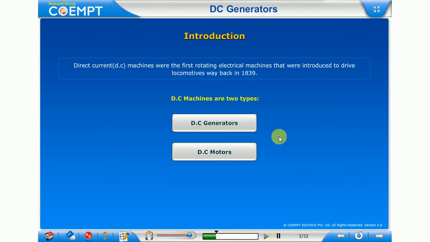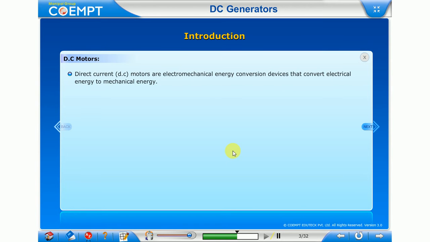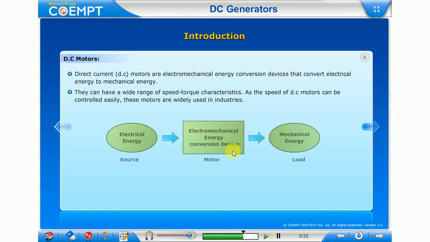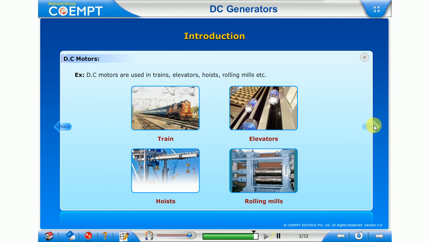DC motors are electromechanical energy conversion devices that convert electrical energy to mechanical energy. They can have a wide range of speed, torque characteristics. As the speed of DC motors can be controlled easily, these motors are widely used in industries. Examples of DC motors are trains, elevators, hoists, rolling mills, etc.